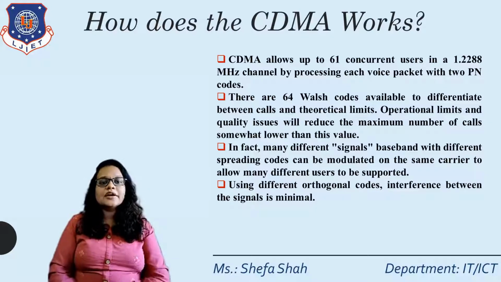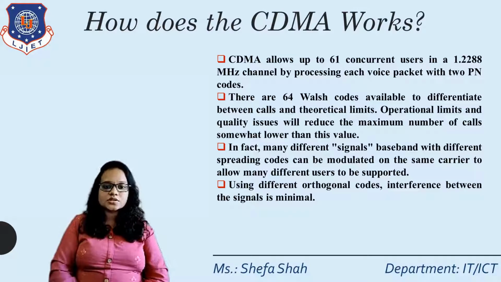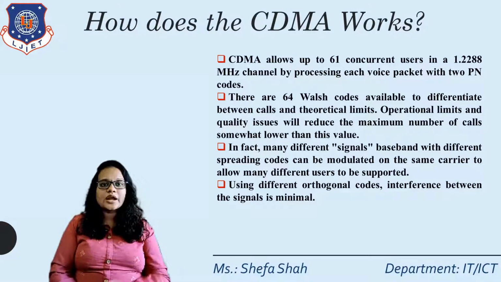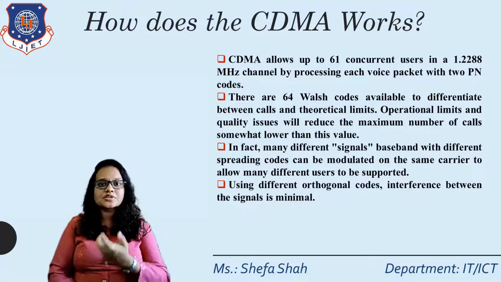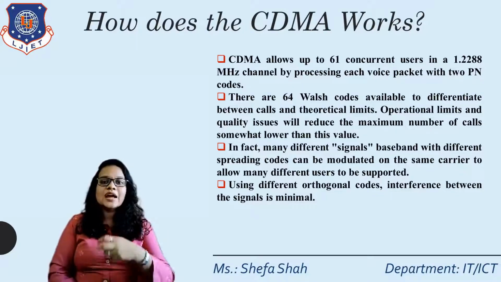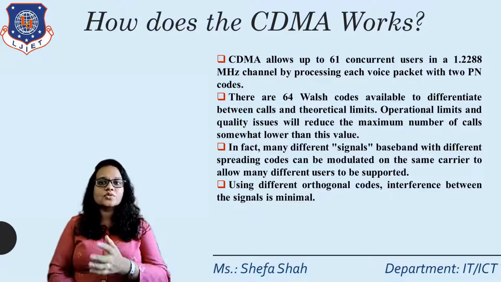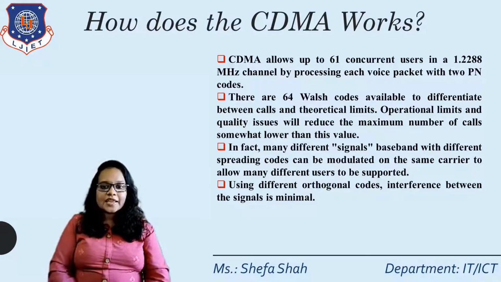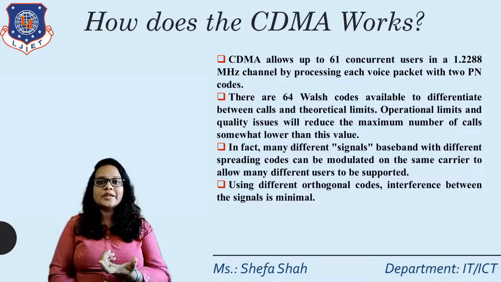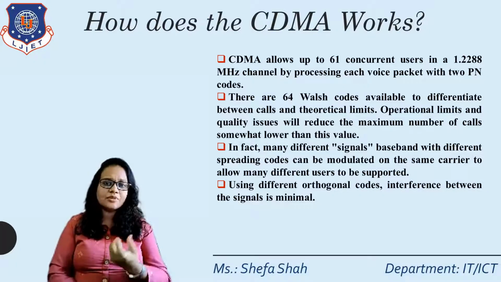So similarly, how does CDMA actually work? CDMA allows up to 61 concurrent users. At a particular time, 61 users can occupy the same frequency, and different codes are allocated to each user, in turn, on a 1.2288 megahertz channel, by processing each voice packet with 2 PN codes.